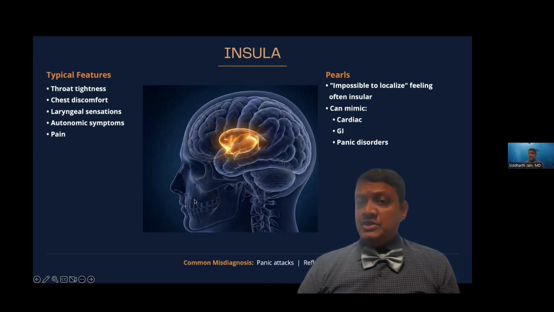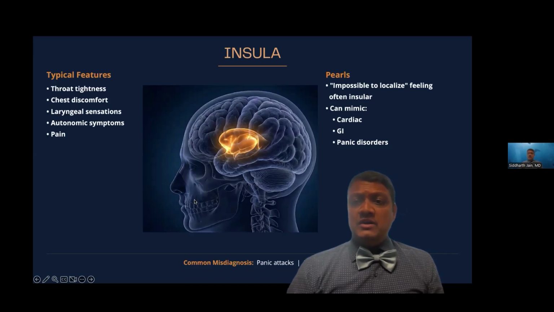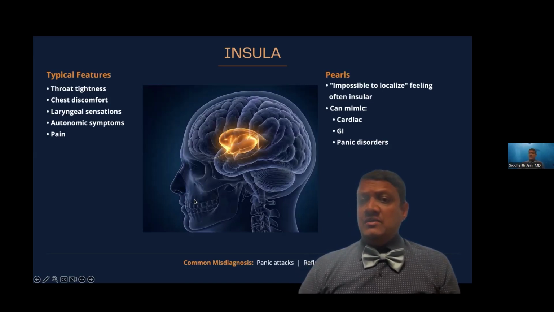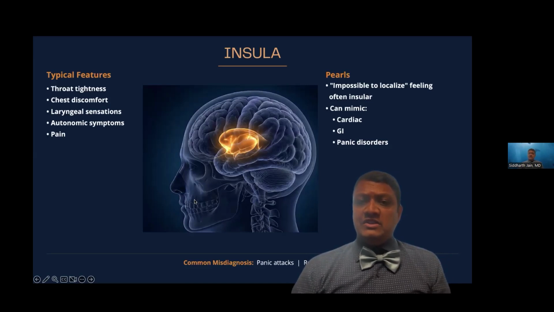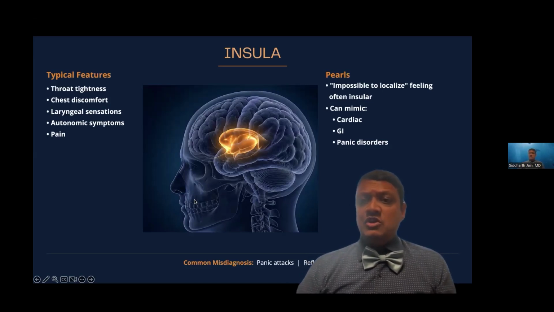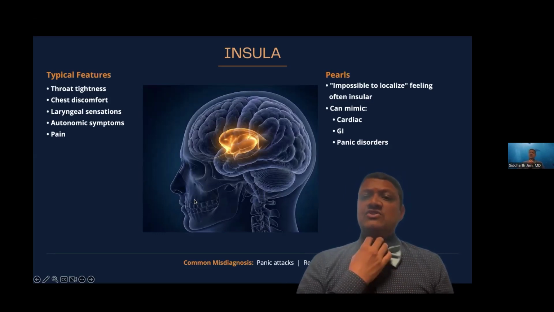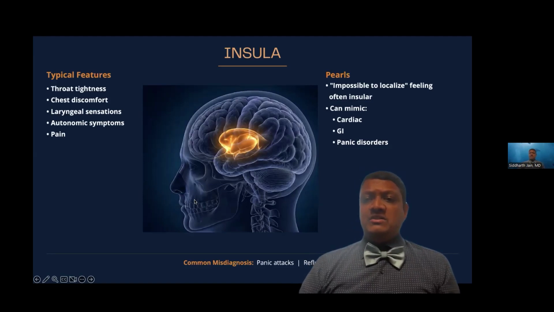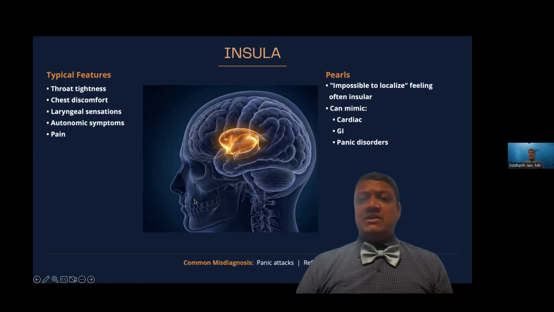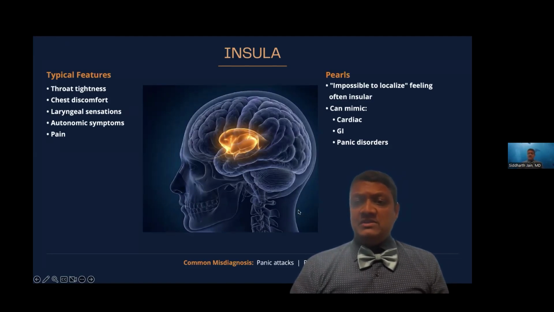The features of seizures from this lobe represent its role in integration of various sensations. So there are visceral sensations and autonomic function that might be seen with seizures arising from here. Throat tightness or choking sensation, chest discomfort or pressure, laryngeal sensation, diffuse autonomic symptoms, flushing, sweating, tachycardia, and pain. Insula is one of the cortical regions where seizures can actually cause pain, often described as burning or electrical sensation.